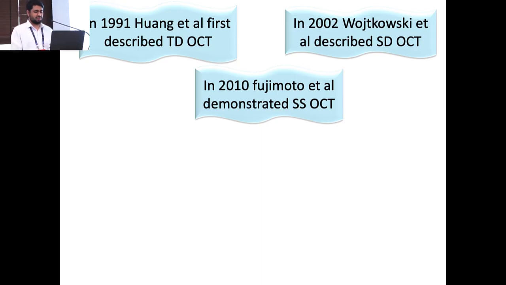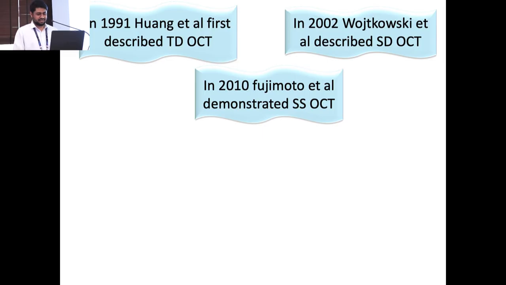So OCT, we use a low coherence near infrared light, and that is split into a reference arm and a sample arm, and the reflected light is detected and analyzed. Initially we had the time domain OCT in 1991. The resolution was less, and it took more time, where we use a moving reference mirror. Then in 2002, the spectral domain OCT came, where we use a spectrometer to analyze the reflected light.